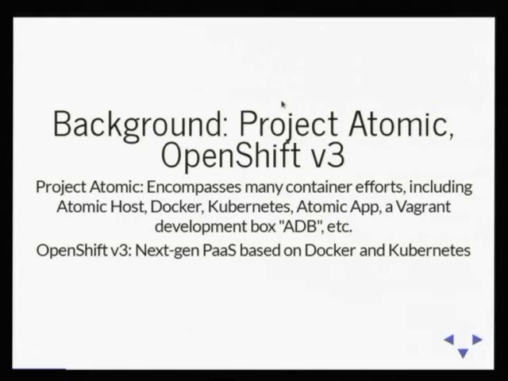So Project Atomic is a code name for a lot of our container efforts at Red Hat, and there are a lot of things that are now under the Project Atomic banner. I'm just going to summarize this really quickly. Obviously it started with Atomic Host. In our Docker efforts, we brought in Kubernetes. There's also a new Atomic App effort, which allows you to more easily provision container images with answer files.